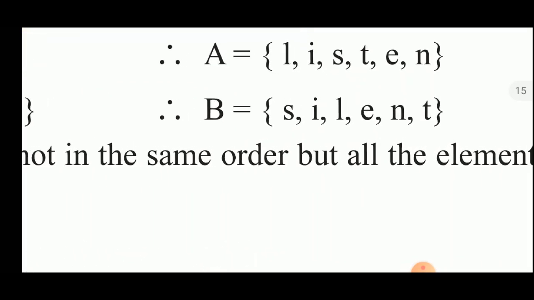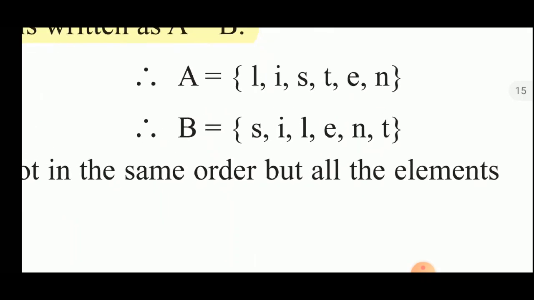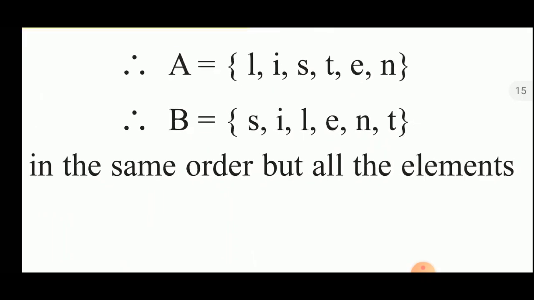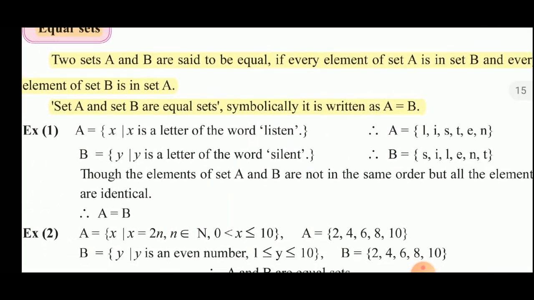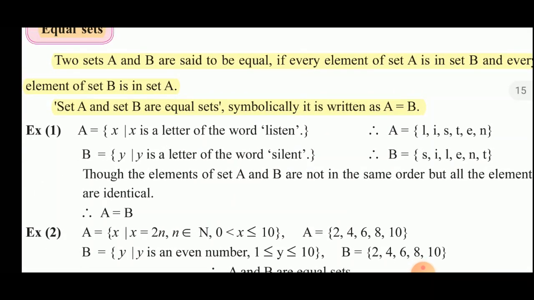So what we observe is that A and B have got the same elements. Though their order is different, they have got the same elements. These two sets A and B are not in the same order, but all the elements are identical. So they are called equal sets. So A is equal to B.